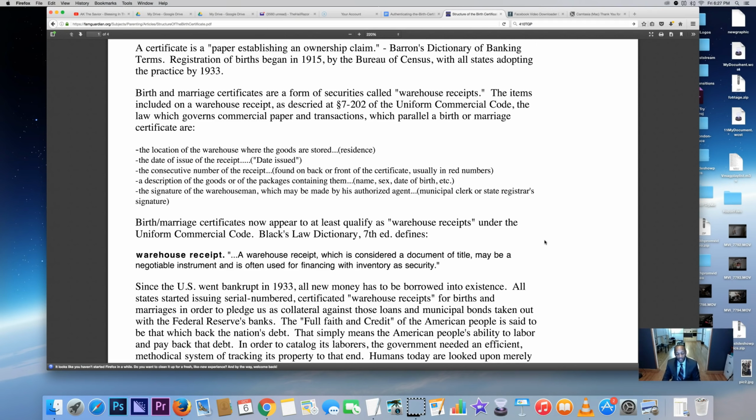What is a negotiable instrument? Federal Reserve notes, promissory notes, checks, money orders. It's a negotiable instrument, and it's often used for financing with inventory as security.